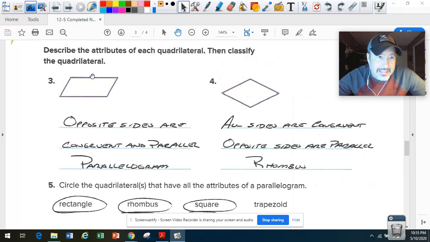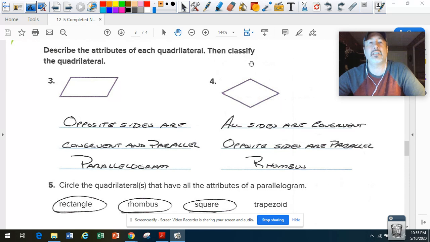It looks like these are also parallel. This whole side here is parallel to this side. This whole side is parallel to this side. Okay, so right now it's either going to be a rectangle or a parallelogram. Well, it has to be a parallelogram. Why? Because in a rectangle, we need 4 right angles. This does not have 4 right angles, so that's what makes this a parallelogram.